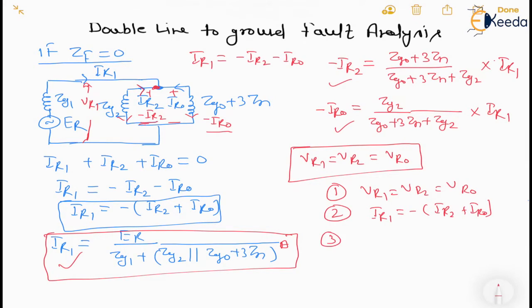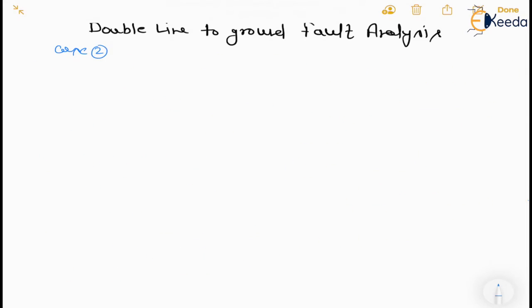And the third thing is, if our sequence networks are connected in parallel, then which type of fault is it? It is double line to ground fault. So this we have calculated with ZF equal to 0. Now I am going to draw the diagram with ZF. Case 2, when ZF is not equal to 0.